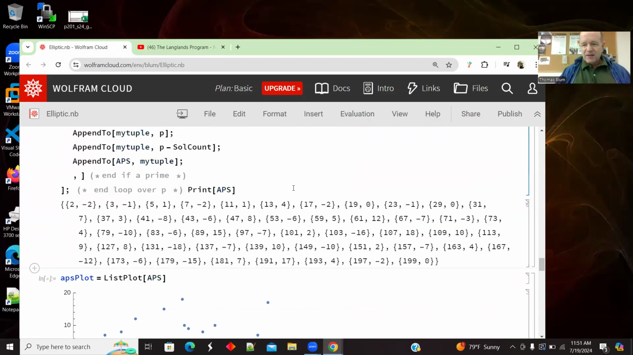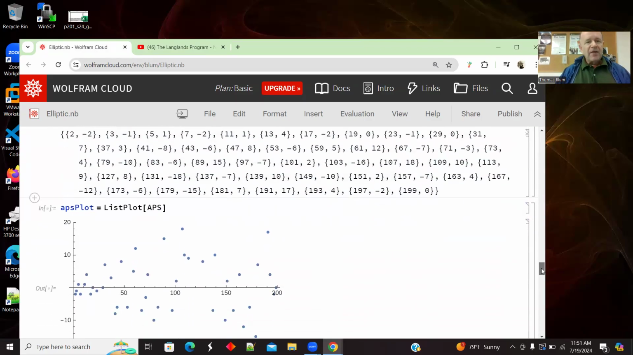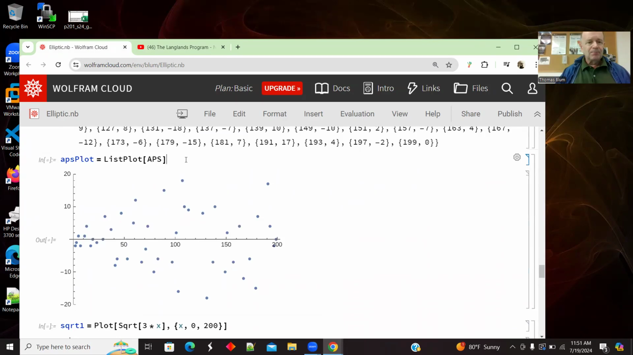And Mathematica spits it out pretty quickly. And then one thing they talked about in the video was the number could be positive or negative. So here's a plot of it. It can grow with the prime, and there's some talk about square root. So I just wanted to plot that.